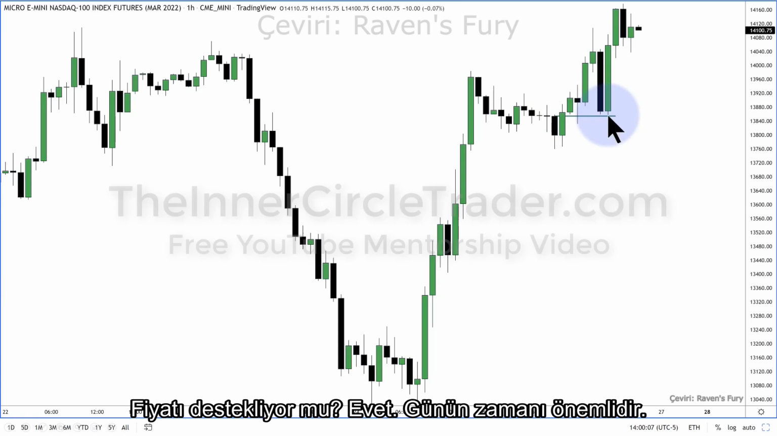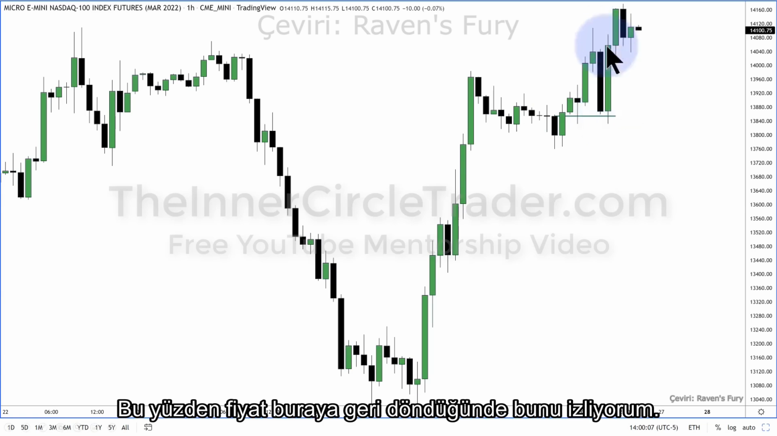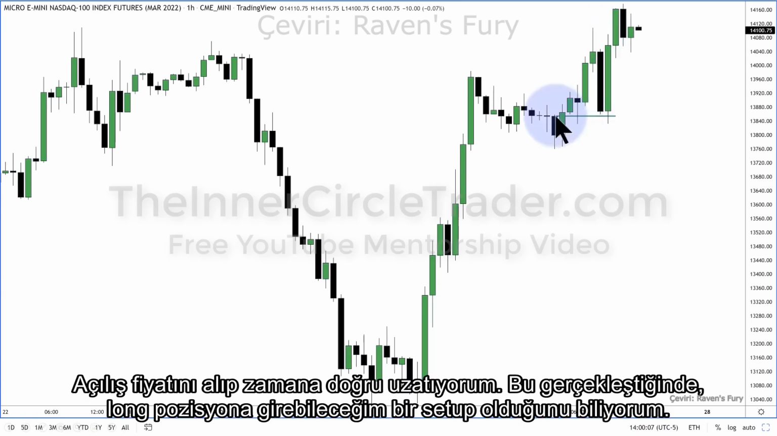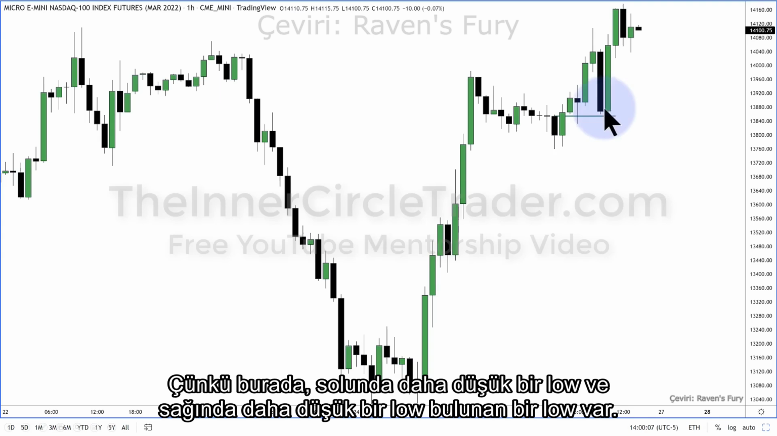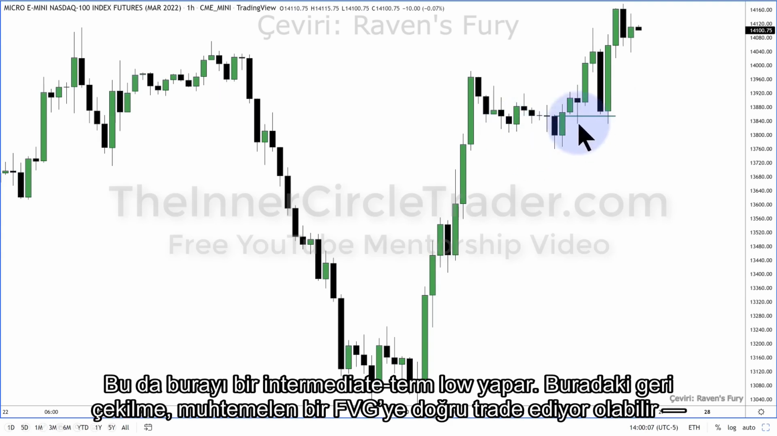Time of day is important. So I'm watching when price comes back down into it here. I'm taking the opening price and extending it out in time. When that occurs, then I know I have a setup where I can go long. But I want to go into the time frames a little lower than the hourly chart to give me a little bit more context, because we do have a low that has a higher low to the left and a higher low to the right. So that makes this what? Intermediate term low.